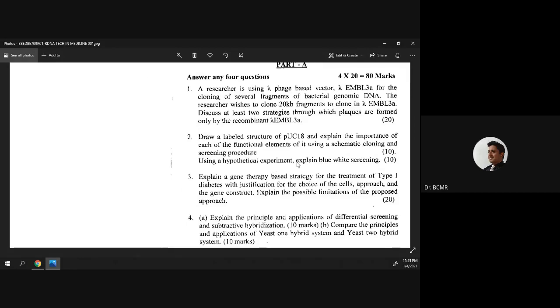Yes, blue white screen, you will have to depict an answer and say why: what kind of cells, transformants or non-transformants, what kind of colony color they would produce, and why they would produce it. That is where you will be describing more about alpha complementation.